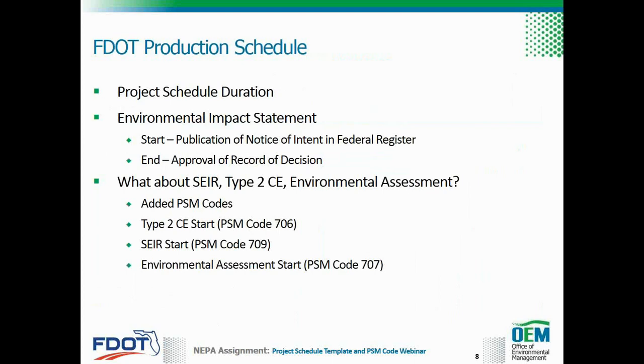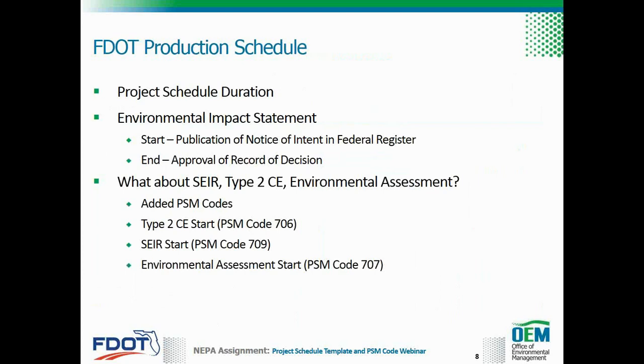An environmental impact statement, or an EIS, begins when the notice of intent to prepare an EIS is published in the Federal Register and ends when the record of decision is signed by the lead agency. So here we have a very well-defined starting and ending point. But what is the starting point for a Type 2 categorical exclusion, SEER, or an environmental assessment?